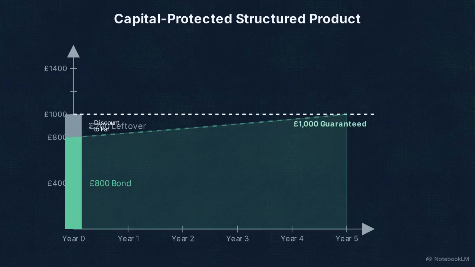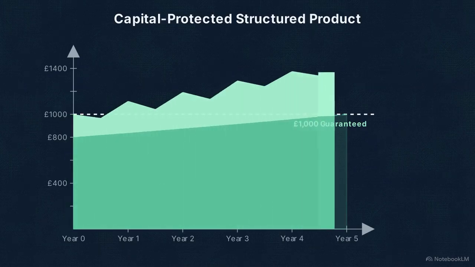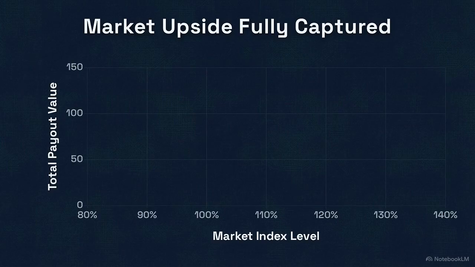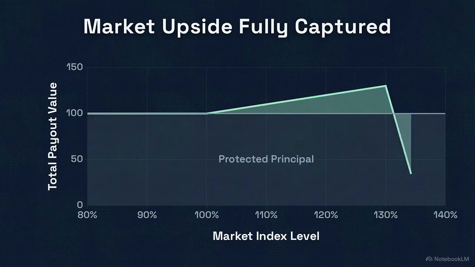The remaining £200 is deployed into the derivatives market. The institution buys a long call option on an index, like the FTSE 100. This provides exposure to the market's growth without risking any further capital. If the index drops, the option expires worthless, but the zero-coupon bond repays the initial £1,000. If the index rises, the investor gets their principal back, plus the specific upside yielded by the call option.